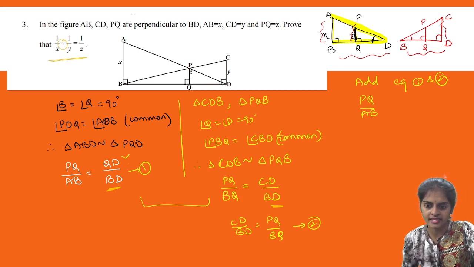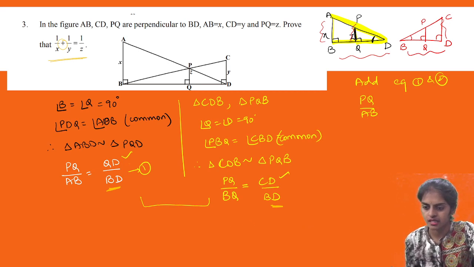Wait, here also it is the second term only. Here also it is the second term only. Isn't it? BD is in the second term only. So let's take it as the first one. Okay. It is in the second term only. No? Here also it is in the second term. Here also in the second term only. So I'm just taking PQ by AB plus.